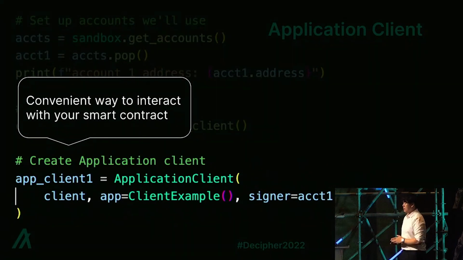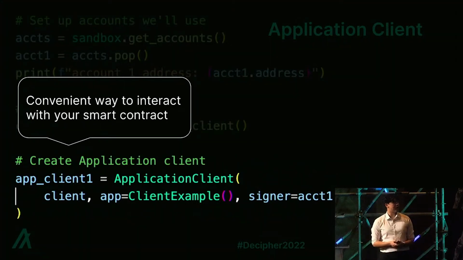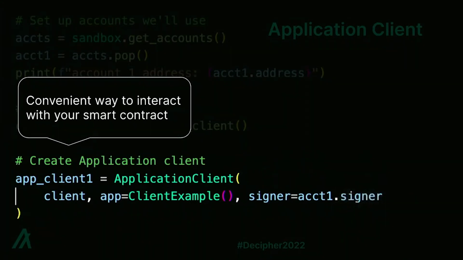The application client takes in 3 arguments: the Algorand client, an instance of your smart contract, because it's like a Python class, you can create an instance of it, and then a third argument, which is a signer of the account that you want to create the application client for. So what is an application client? It's a convenient way for you to deploy and interact with a smart contract for an account.